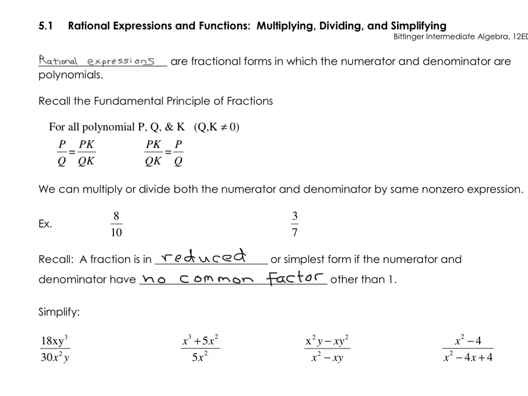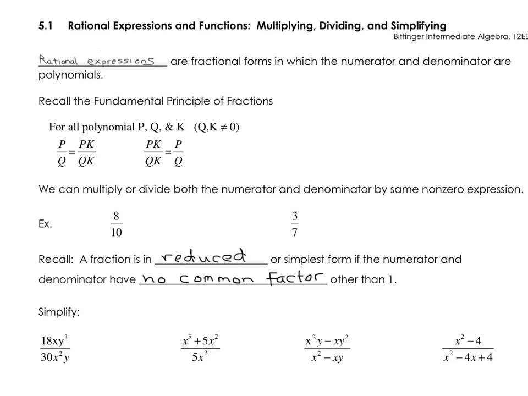Section 5.1, Rational Expressions and Functions: Multiplying, Dividing, and Simplifying. Rational expressions are fractional forms in which the numerator and denominator are polynomials. Let's recall the fundamental principle of fractions.